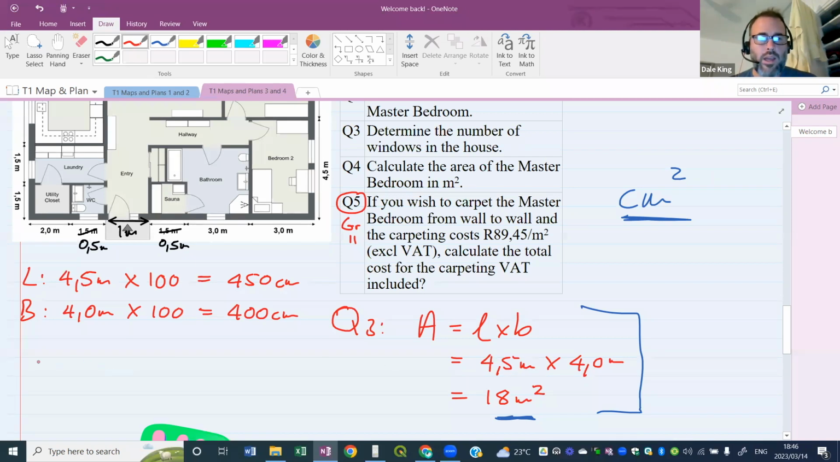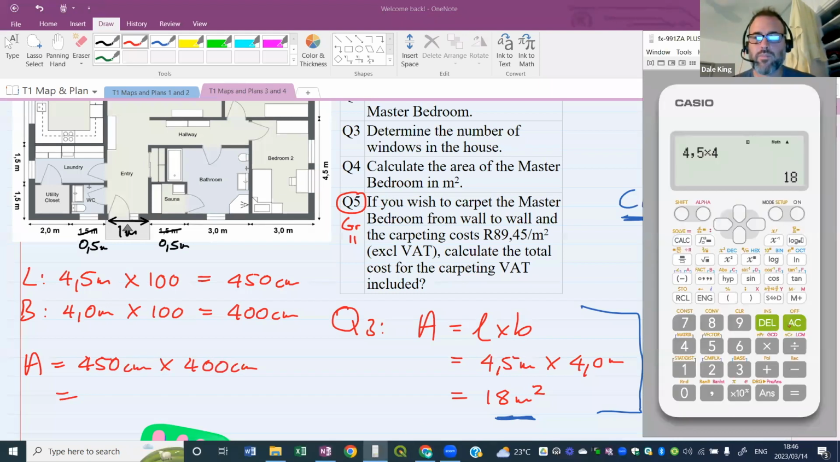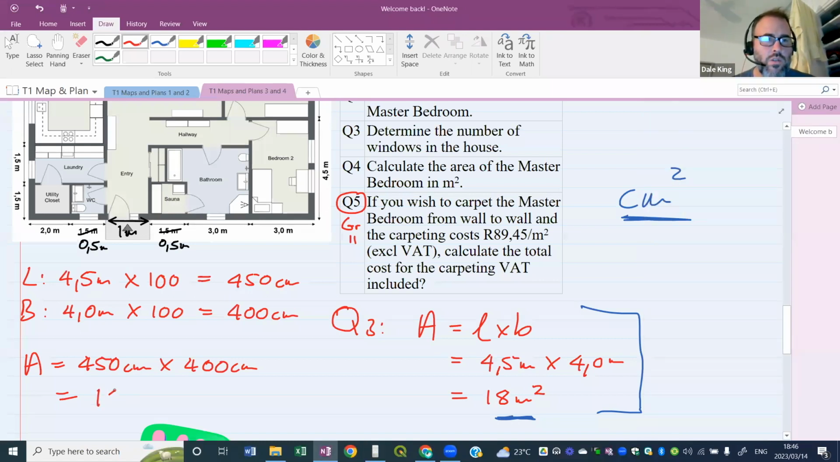Let me quickly do that. The area will then be 450 times 400, and we put that on the calculator. So 450 times 400 centimeters equals 180,000. It's huge. Someone mentioned that. Depur, well done. There was someone else, Chiamo, well done. Good, 180,000 centimeters squared, with the units.